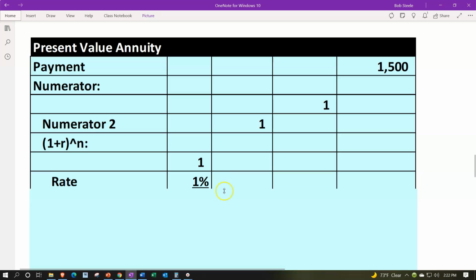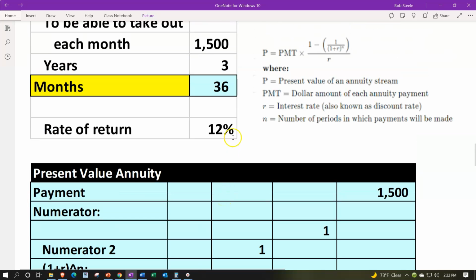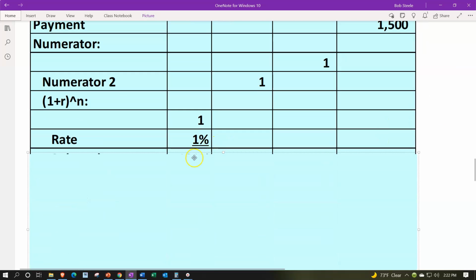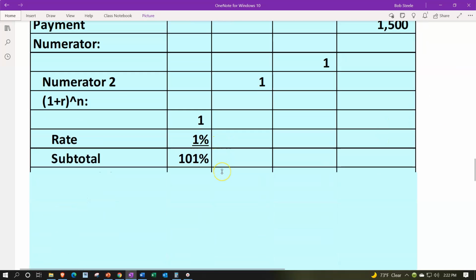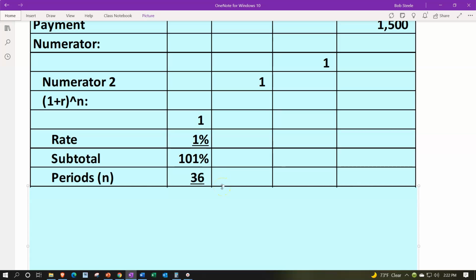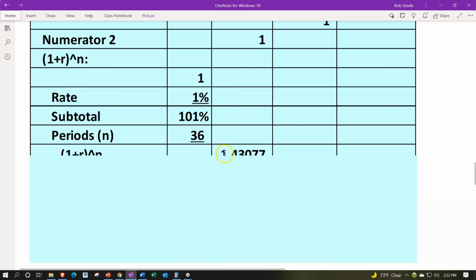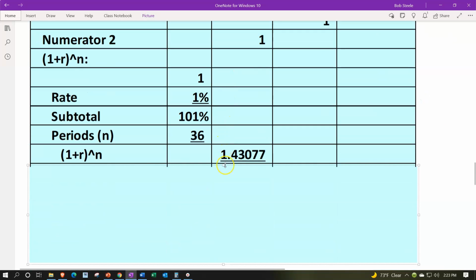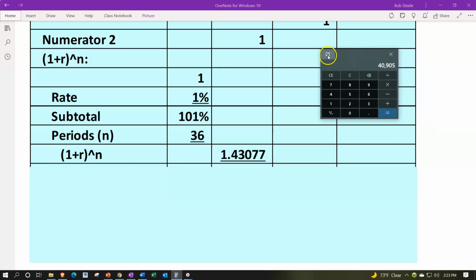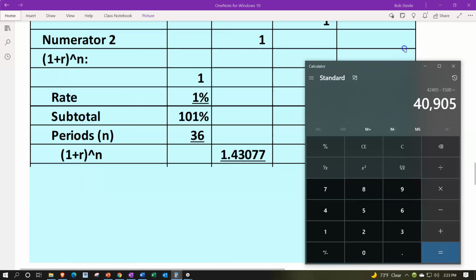So we've got the 1 plus the rate, which is 1%. Here's one of the differences. 12 divided by 12 is 1%, the monthly rate. That will give us the subtotal of 101 to the number of periods, not 3, but 36, 3 times 12 periods. And that would give us that 1.43077. Let's do it with a calculator, noting that you need a calculator that can take something to the power of 36.